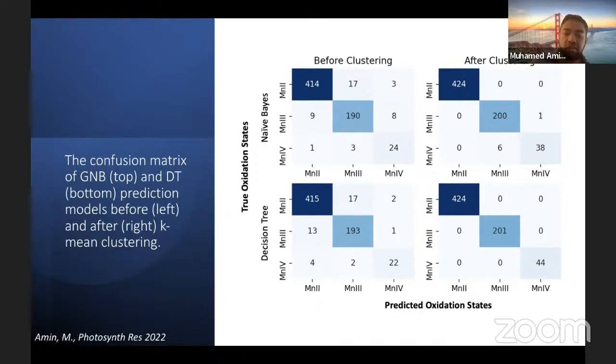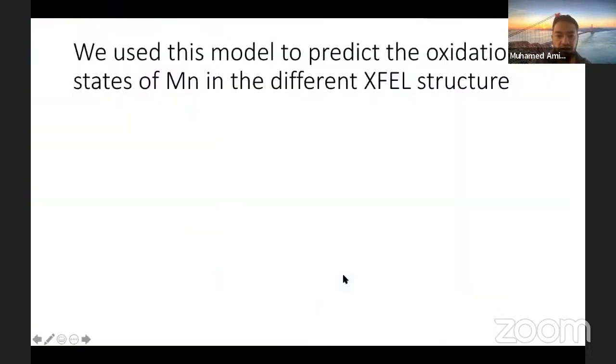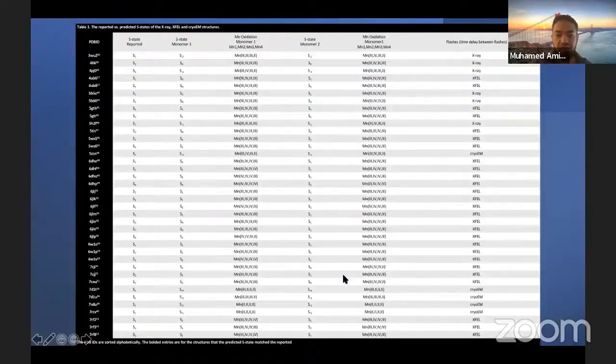So the accuracy score is pretty high. After clustering, for decision trees, we got to 100% accuracy, and even before clustering it was like 96 or 97%. So the accuracy score was really high for this classifier. The problem came when it was sent to the reviewers: the accuracy score for the small compounds is really high, but when we did it on the XFEL structures, we almost didn't match, except for 1 or 2.